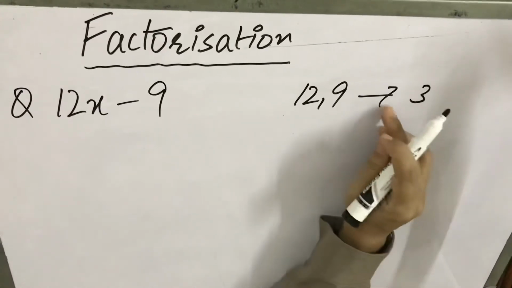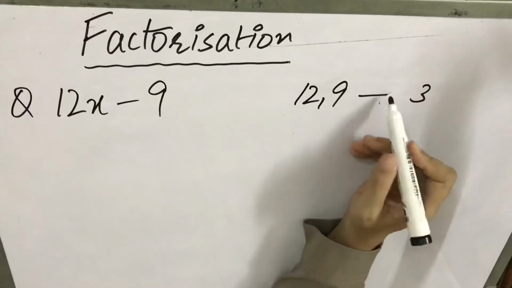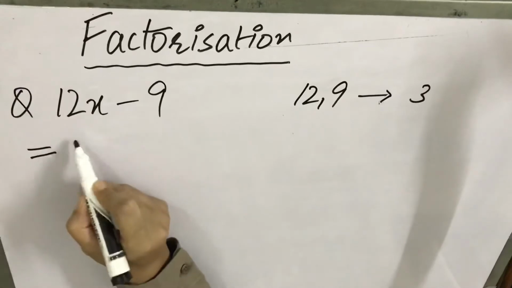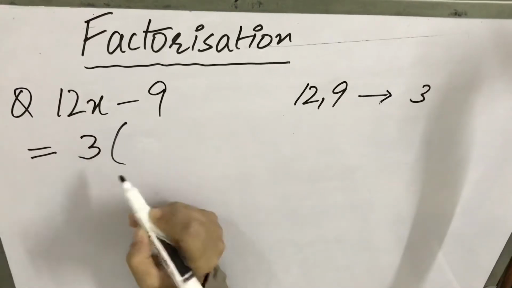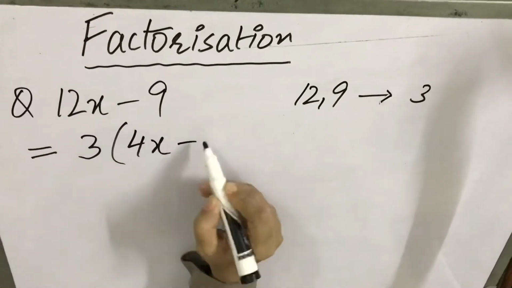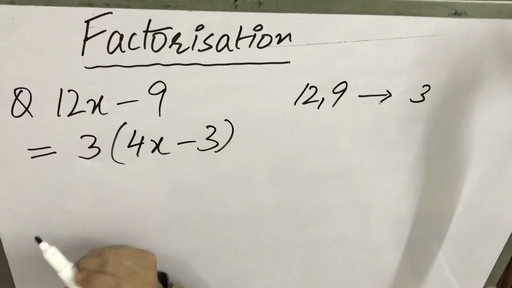That is, 3 is the highest common factor of 12 and 9, and 3 divides both, and this is the maximum number which divides both. So what we are going to do, we are going to take 3 outside, the common number: 3 times 4x, 12x, and 3 times 3, 9. This is the answer.